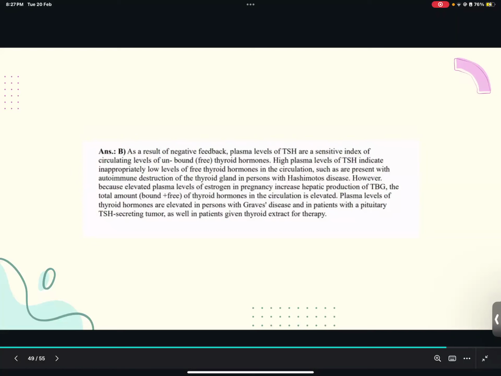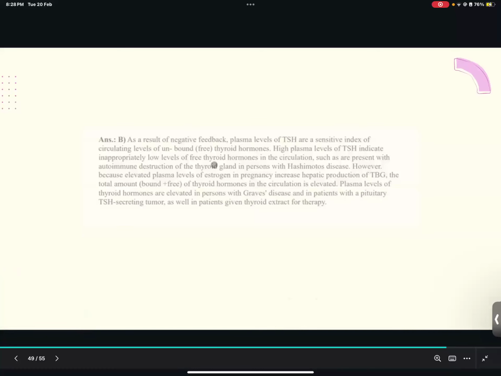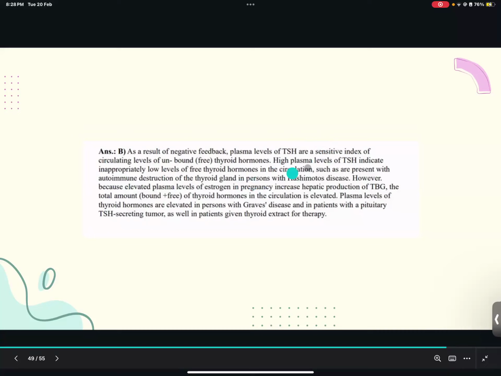Now, since there's negative feedback, remember how we said that there's negative feedback from the plasma levels of TSH. So high plasma levels of TSH are going to indicate very, very low levels of free thyroid hormone in the circulation. Total thyroid hormone concentration is normal. They didn't mention the free thyroid hormone. The free thyroid hormone is going to be less, and that's why you're going to have increased TSH, because you don't have enough free circulating thyroid hormone. All right. And that's why the answer is going to be B.